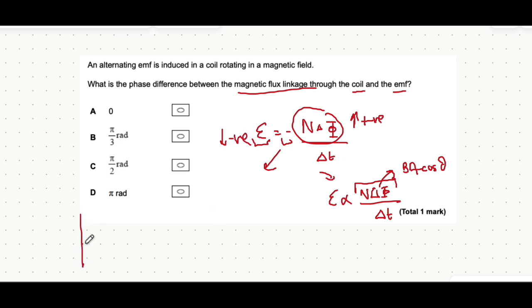With phase difference, I always like to tell my students to think of a wave. The reason why is because if we're looking at where magnetic flux linkage is largest and where EMF is smallest, the difference between them correlates to a half of a wavelength. If you think of a full wavelength representing 2 pi radians of phase difference, then half of a wavelength would be exactly half of that. So it would correlate to pi radians of phase difference. And that's why D is the correct answer in this question.